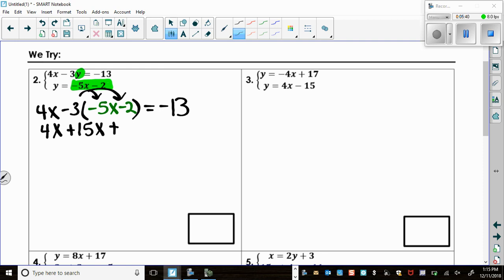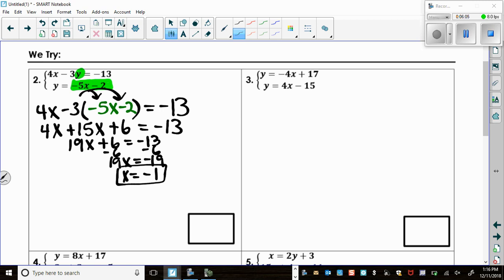I know I did this correctly because I have the same variables. You can't have two y's. We talked about having the same variables. You won't be able to solve your equation. So 19x plus 6 equals negative 13. X equals negative 1.